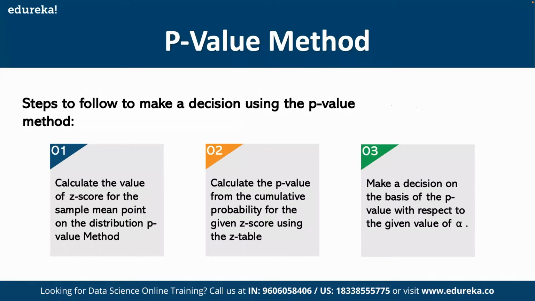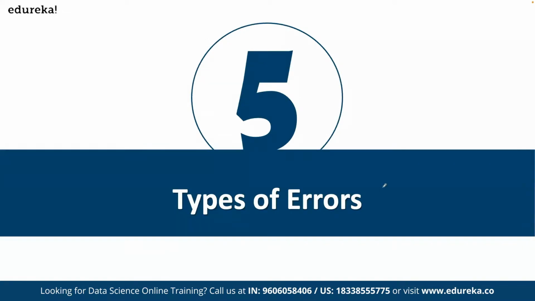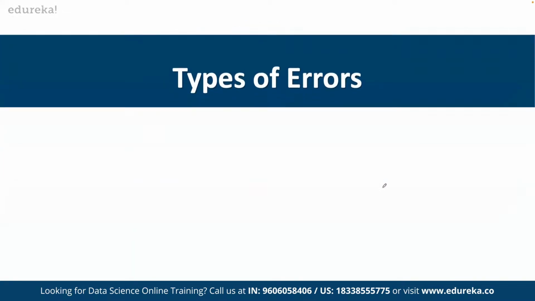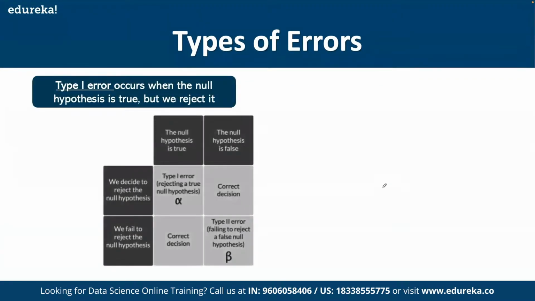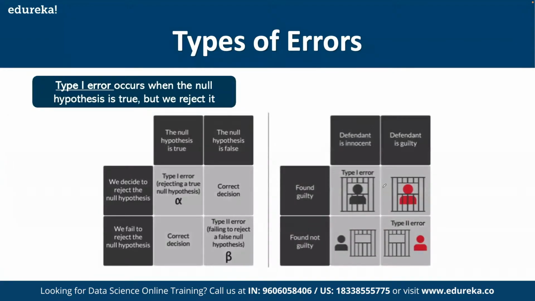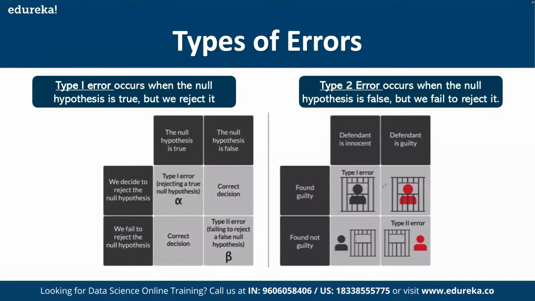Now that you're familiar with this, let's understand the types of errors that we have whenever we are performing hypothesis testing. During hypothesis testing, we have type 1 error and type 2 error. In order to determine whether it is a type 1 error or a type 2 error, we use the confusion matrix. The confusion matrix helps us describe in which scenarios my model is confused when it is performing classification.